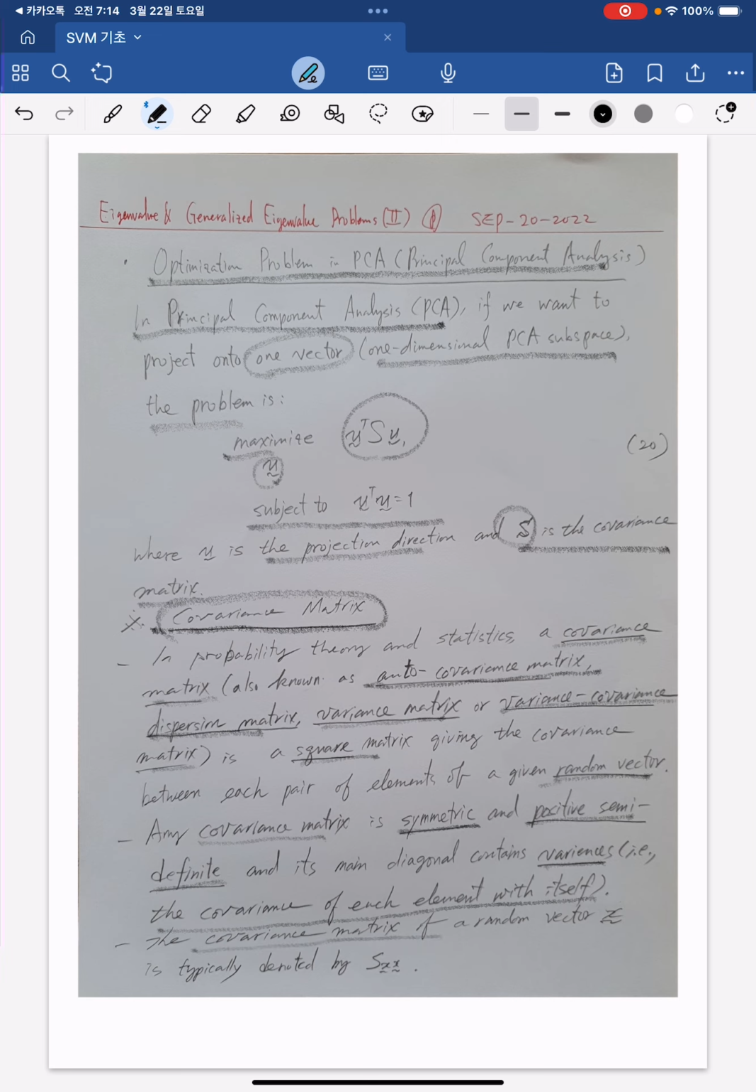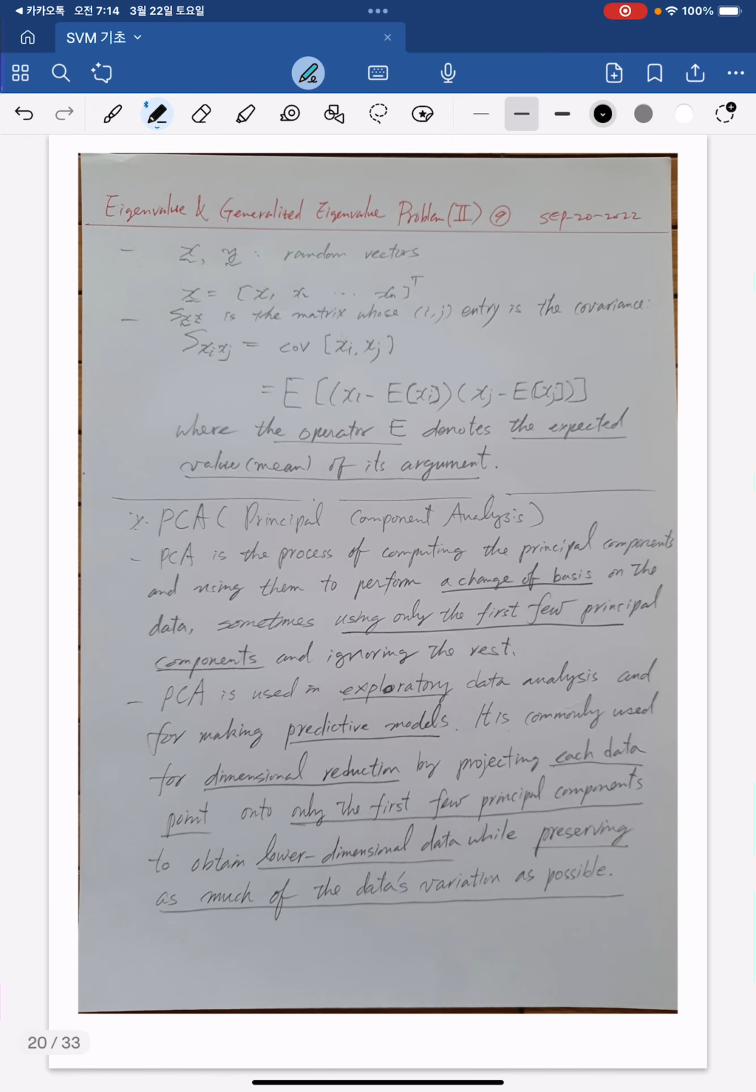The covariance matrix of a random vector X is typically denoted by Sigma X. X and Y are random vectors, X an n-dimensional vector. Sigma X is the matrix whose ij entry is the covariance of X i and X j. 이렇게 나타나요. Where operator E denotes the expected value, the mean, of its argument.